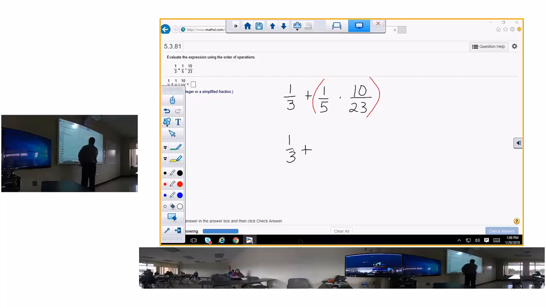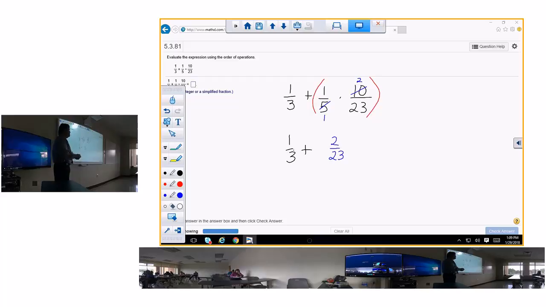So, can I cancel anything? Yes, you can cancel the 5, so I'm going to use my blue pen. I can cancel the 5, and that'll be a 1. And that'll be a what? 2. Or you can multiply straight through and reduce at the end. I don't care which one you do. So, I get 2 over what? 2 over 23. Well, I might as well quit now, because I have no idea what the common denominator is.